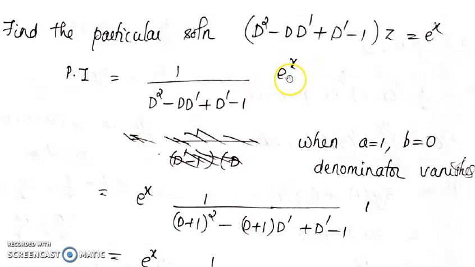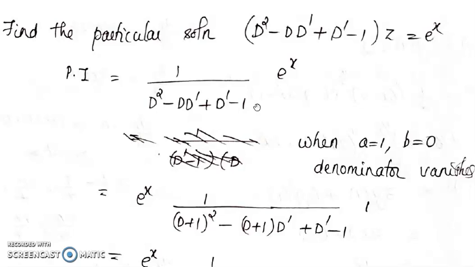Now you can see that when I substitute a equal to 1 and b equal to 0, this term vanishes. So the D dash terms are 0. So this will become 1 minus 1. Therefore the denominator is 0. So we will apply the property.